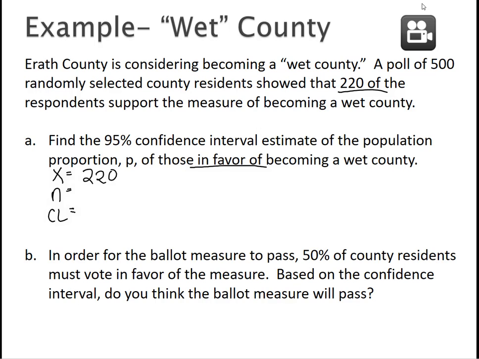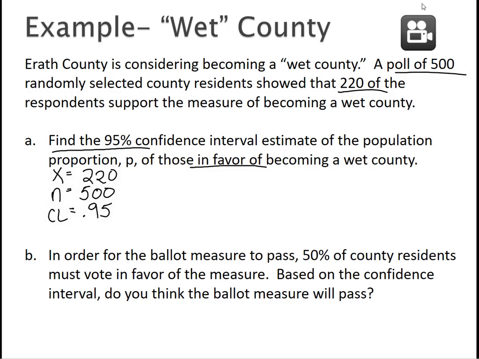My N is going to be the number of trials. Usually this is going to correspond to your sample. And I'm told that I had a poll of 500 randomly selected residents. So that means my sample, or my total number of trials, is going to be 500. And then part A tells me that I want to find the 95% confidence interval, so my confidence level is going to be that 95%. I'm going to have to convert that to a decimal to be 0.95.